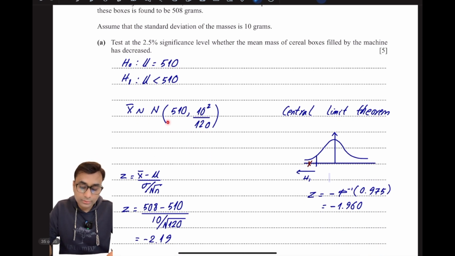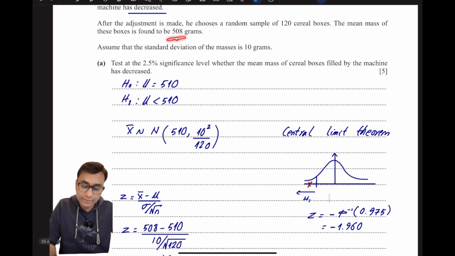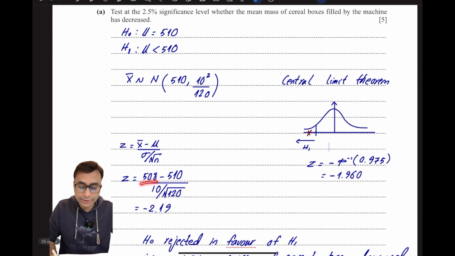So I have written down the distribution of sample mean and I have to perform the test at the 2.5% significance level. So I will see the value of Z for the critical region, which is going to be negative of phi inverse of 0.975. I go to the Z table and from the standard values I can read Z is negative 1.960. So I know that if my test value lies below negative 1.960, I'll accept H1, otherwise I'm going to accept H0. So I have a test value given to me and it is found to be 508 grams. I convert 508 into Z value and that comes out to be negative 2.19.